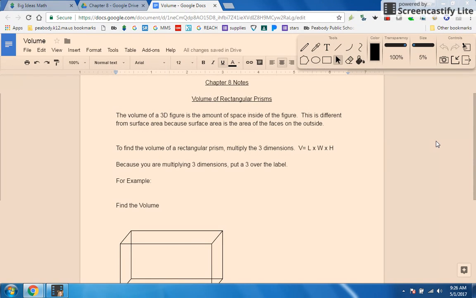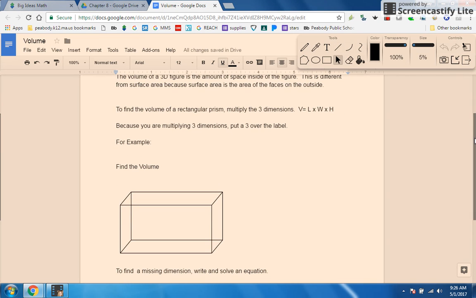This is different from surface area, which we will get to, because surface area is the area of all the faces on the outside. So we want to find the space on the inside. Think of, I don't know, a tissue box or a package or even your cell phone. We want to find the space inside of it. So that's called the volume.